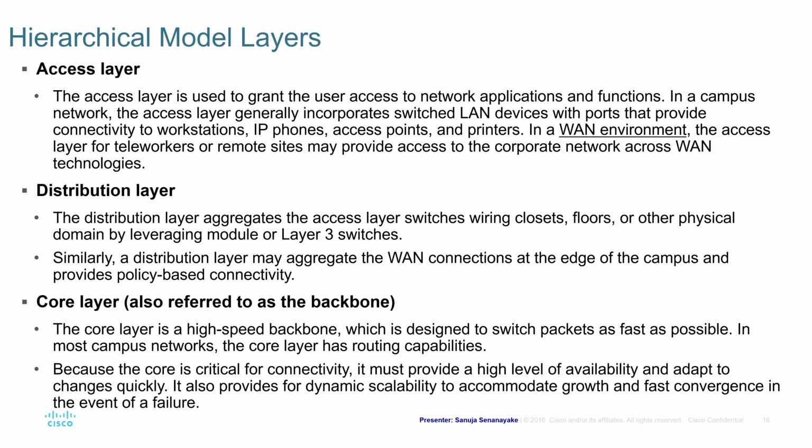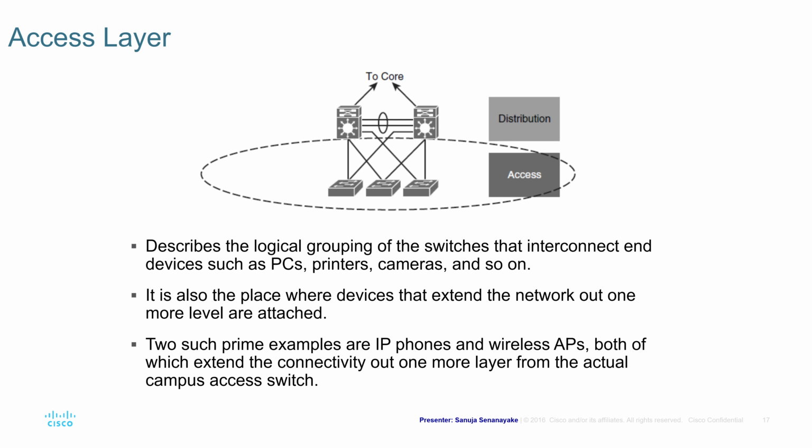In the next few slides, we will look at these layers, access layer, distribution layer, and core layer, in a little bit more detail. The first slide is going to be the access layer. It describes the logical grouping of the switches that interconnect end devices such as PCs, printers, cameras, as I mentioned before. It is also the place where the devices that extend the network out one more level are attached. This includes IP phones and wireless access points, which both extend the connectivity out one more layer from the actual campus access switch.